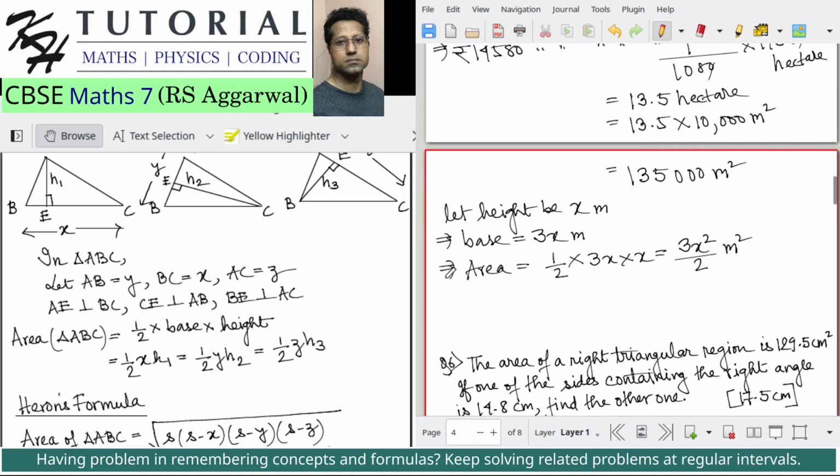Oh, we have no space. So this implies we must have 3x square by 2 equal to 135,000. This implies x square is equal to 2 by 3 multiplied by 135,000. So 3 divides 135,000 with 45,000. So this is equal to 90,000. x square is 90,000.